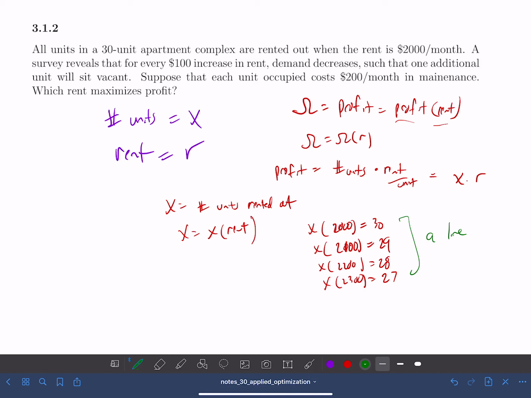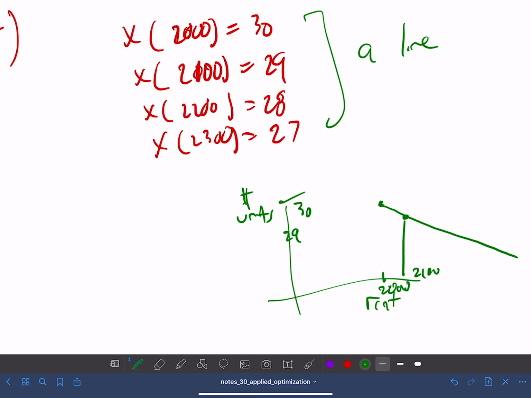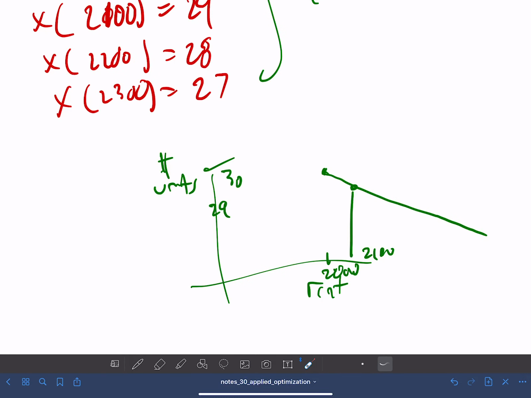I think just writing down those things right there really helps me get a handle on what's going on as far as the rent and the number of units. When the rent is 2,000, the number of units is 30. And as the rent increases, the number of units rented out decreases. When the rent is 2,100, the number of units is 29.